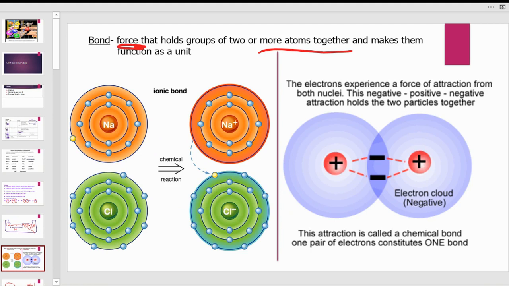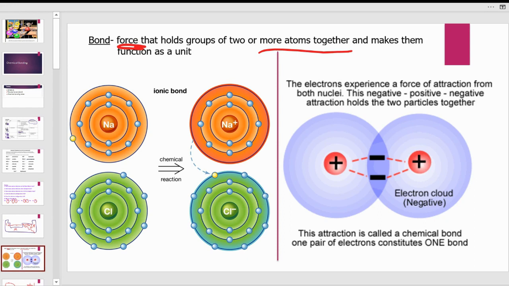So a bond is a force that holds two atoms together. It's actually protons pulling on electrons, because protons have a positive charge and electrons have a negative charge. There's an attractive force called a Coulombic attractive force that pulls on the two atoms and holds them together. And then afterwards, they behave as one unit.